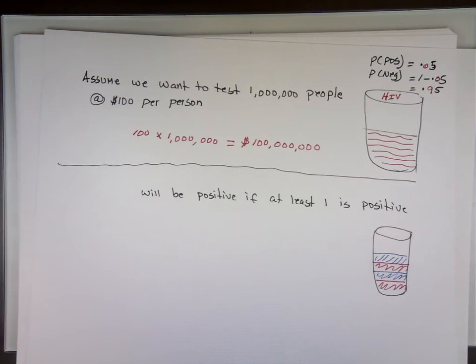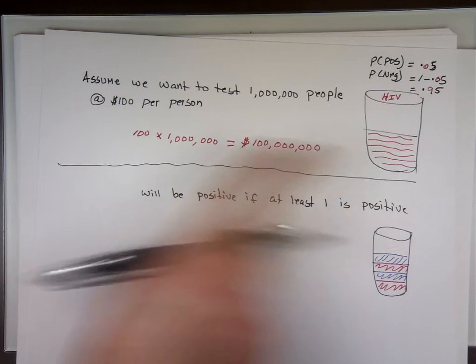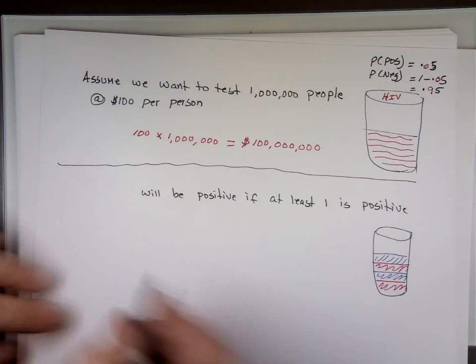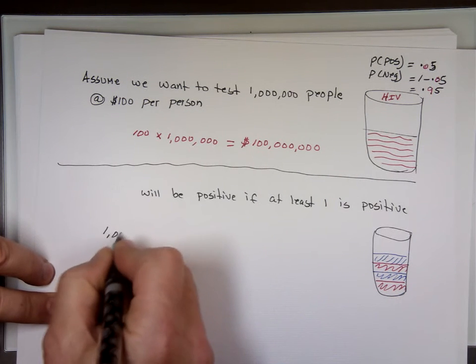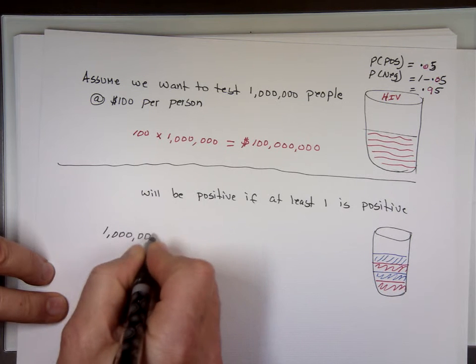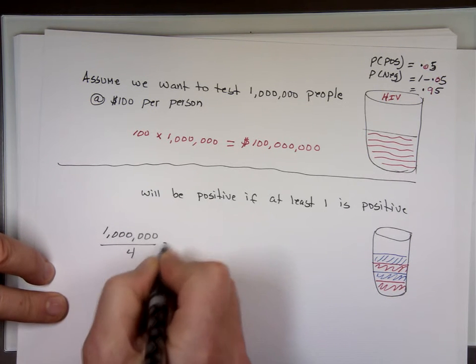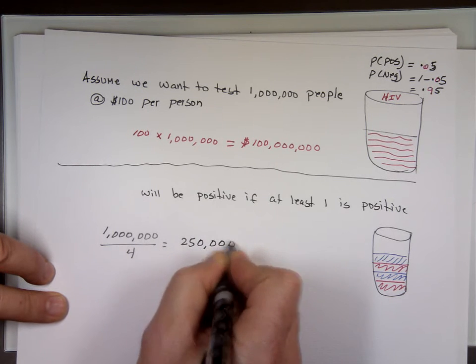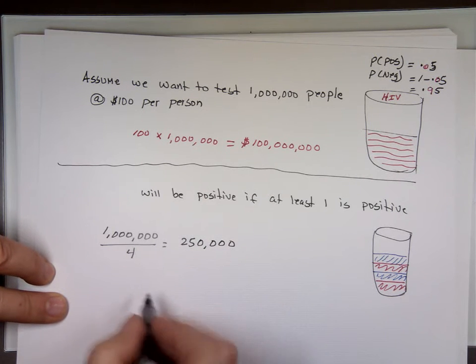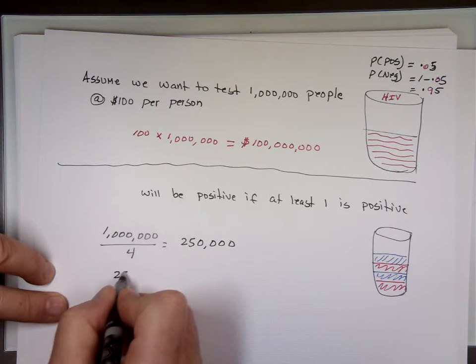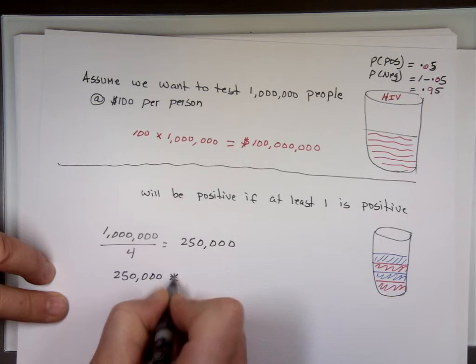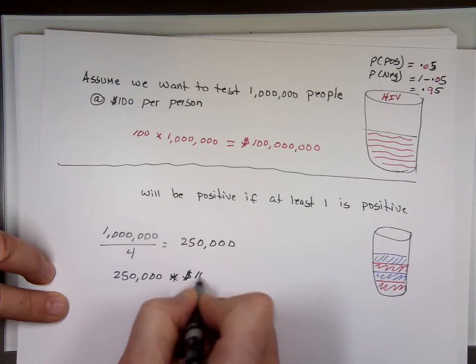So let's see. Since we're putting 4 people into one vial instead of testing 1 million tubes, what's 1 million divided by 4? 250,000 tubes we have to test. The price, 250,000 times $100 per tube, is that what, 25 million?